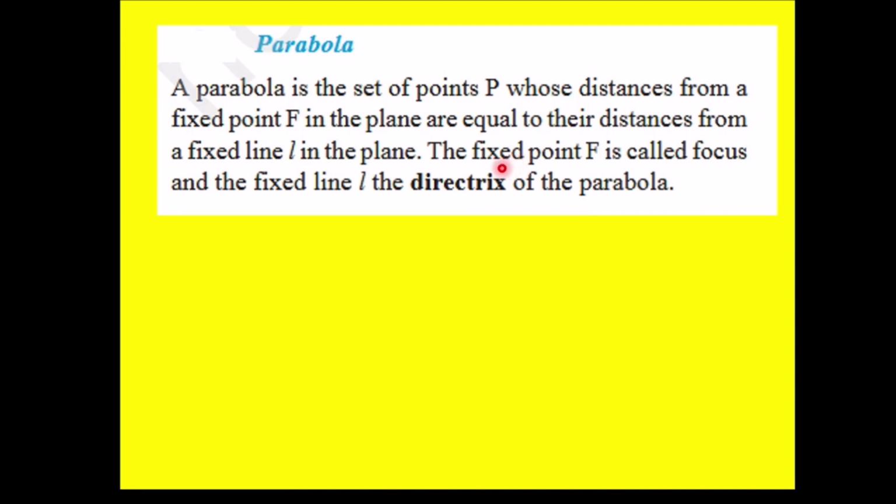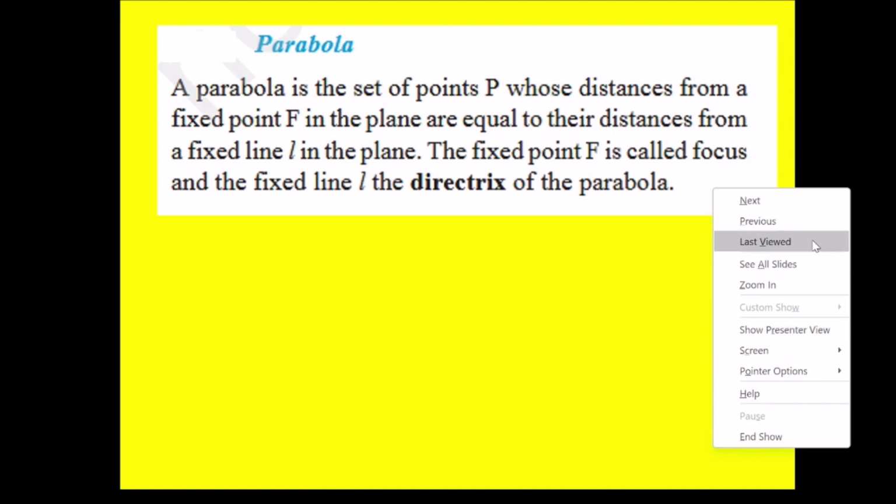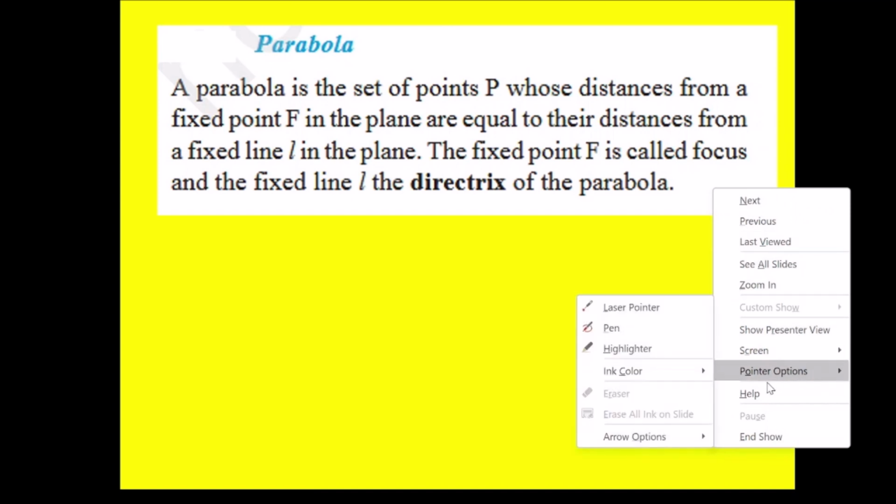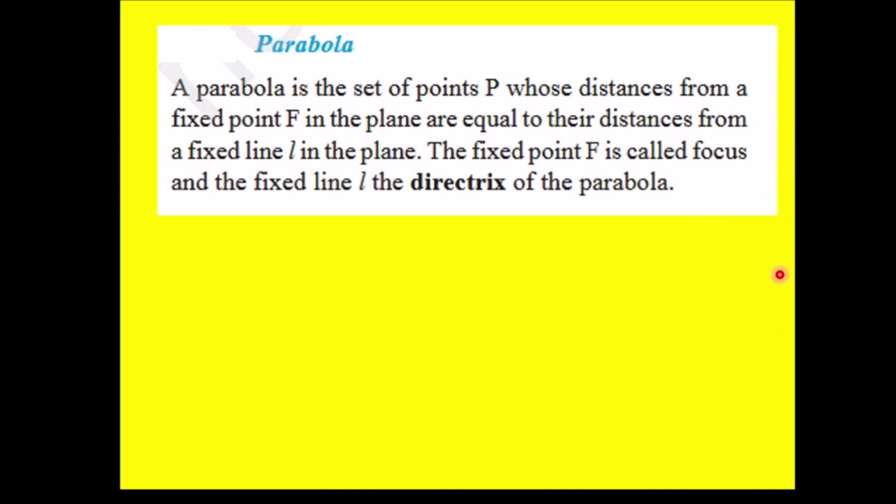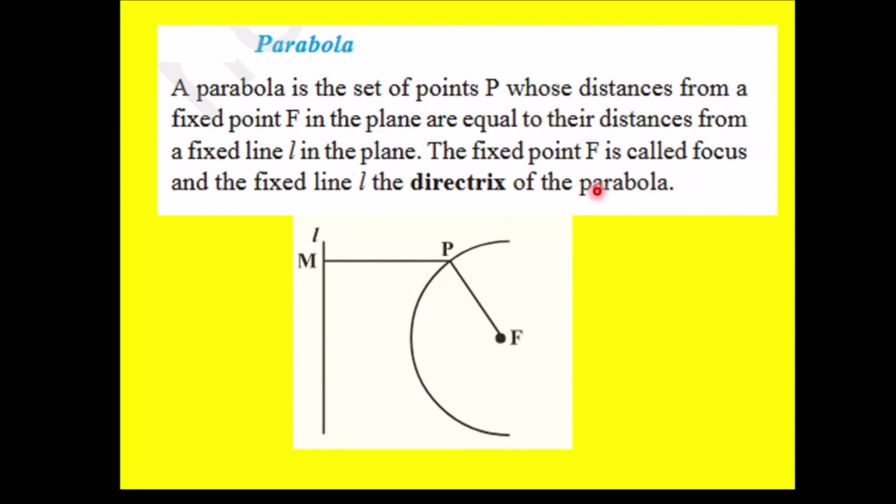A parabola is a set of points P whose distance from a fixed point F in the plane is equal to the distance from a fixed line in the plane. The fixed point is called the focus and the fixed line is called the directrix of the parabola. If we look at the diagram, the parabola will take shape like this, where F is the focus and this L is the directrix here.